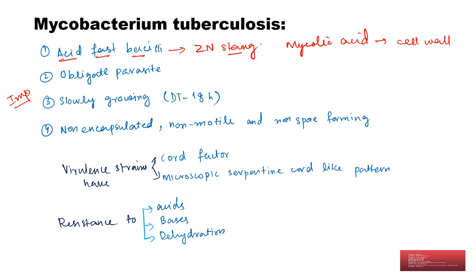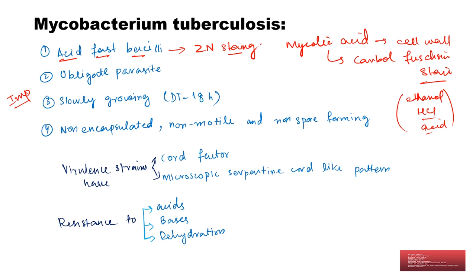And this mycolic acid retains the carbol fuchsin stain, although we have treated it with ethanol hydrochloric acid. After its treatment with ethanol hydrochloric acid, it still retains the carbol fuchsin stain, and thus it is called acid-fast bacilli because it is fast to the acid. Fast means it can resist the acid like hydrochloric acid.